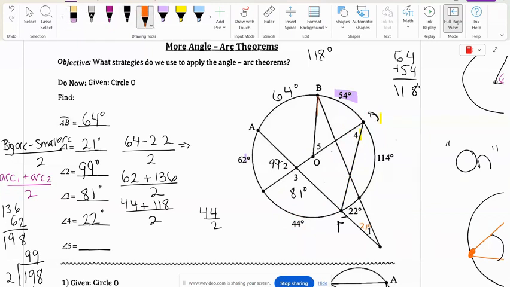And I'm going to go ahead and trace angle 5. What kind of angle is angle 5? It's a central angle. Because its vertex is the center of the circle, that means the arc and the angle are the same. So angle 5 is 54 degrees.